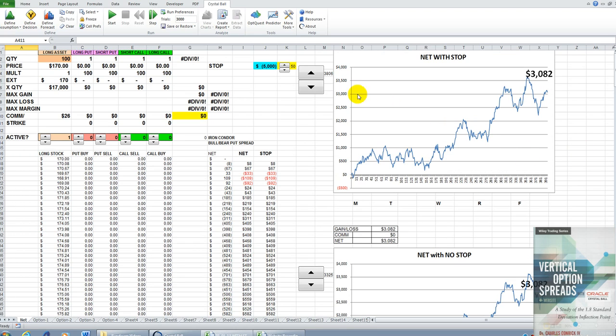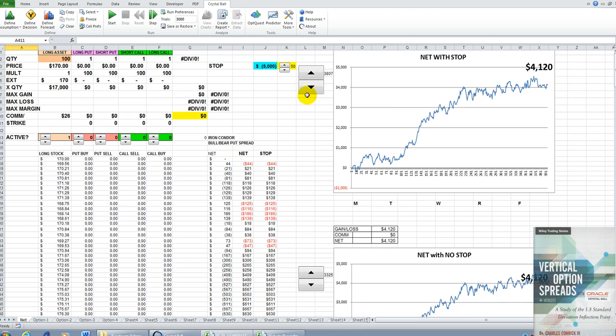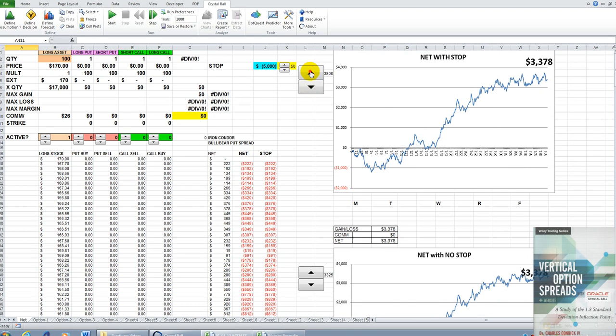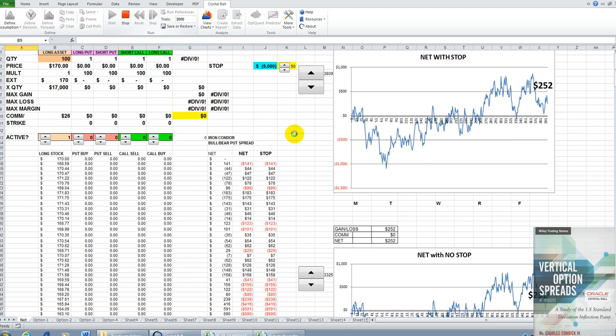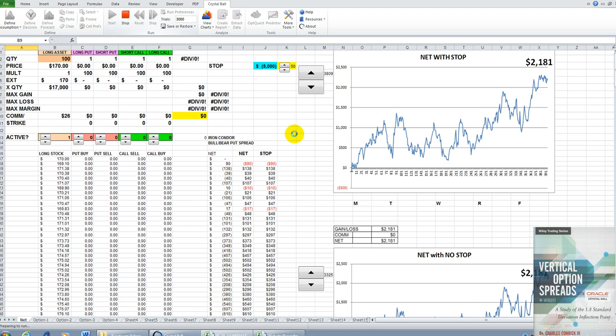But if we do this again, then clearly what we're going to see is, oh, we made 4,000 that time. Then we made 3,000. Now we lost 3,000. That would imply that the stock went down to 140 a share. And certainly we can use Crystal Ball to run this. I've got it set for 3,000 iterations. Let's see what would happen over a 3,000 iteration period, just owning the stock.